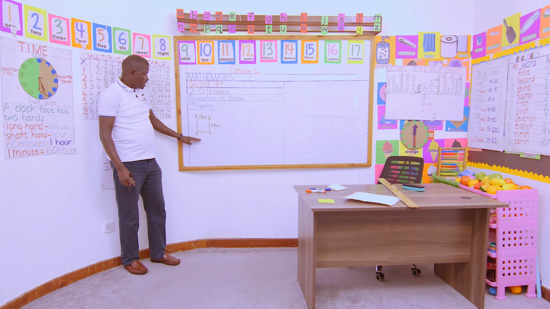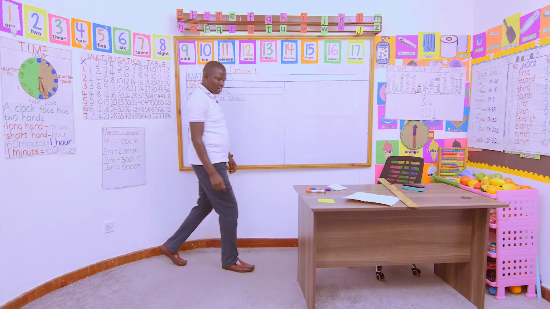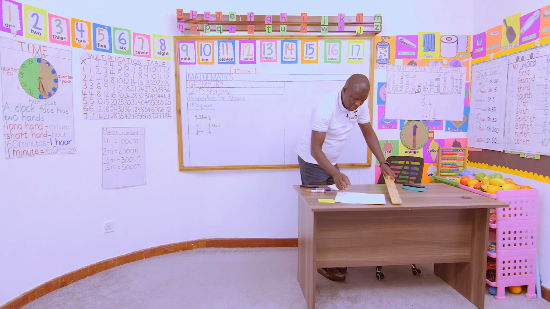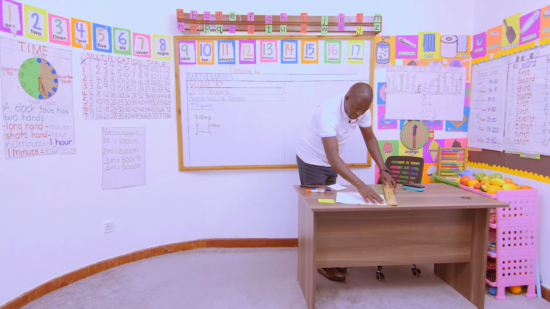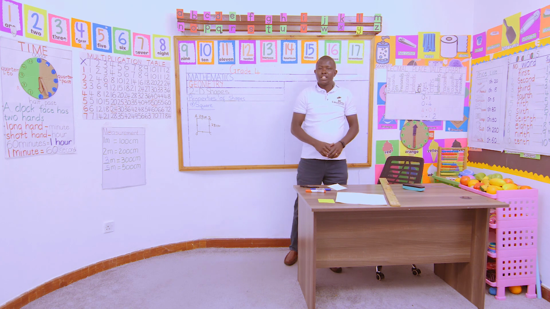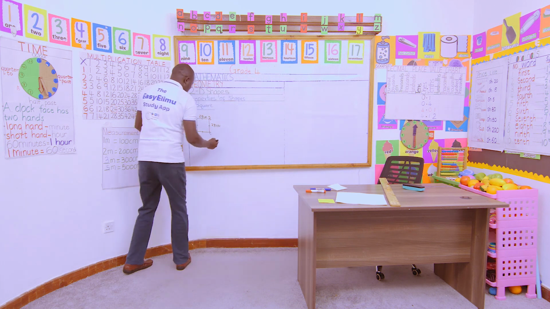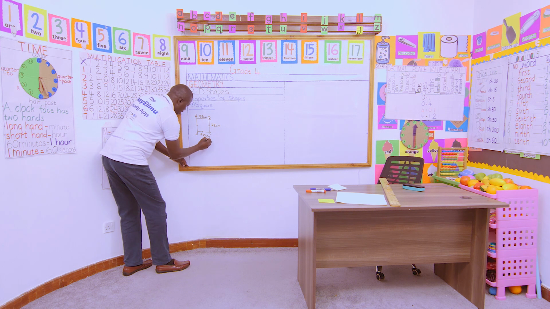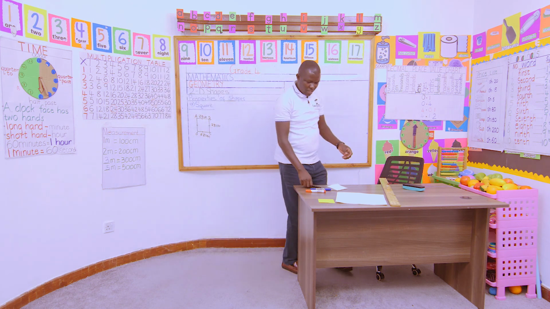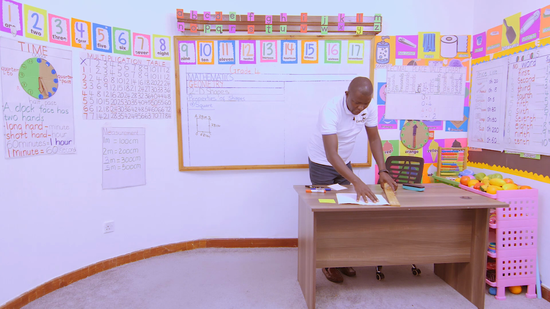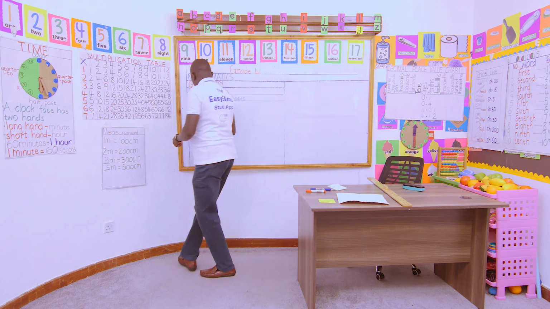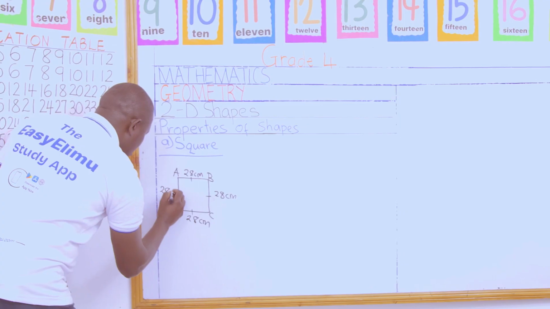Now, can you measure line CD? I'll also be measuring my line CD. Using my ruler, it also shows 28 centimeters. So line CD is also 28 centimeters. And the last one, I don't want to assume it is 28 centimeters, but let us measure the length of that other line. The length of the other side, line AD, is also 28 centimeters.